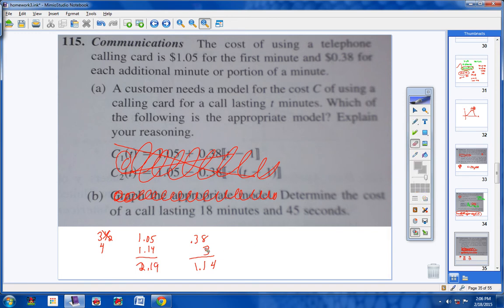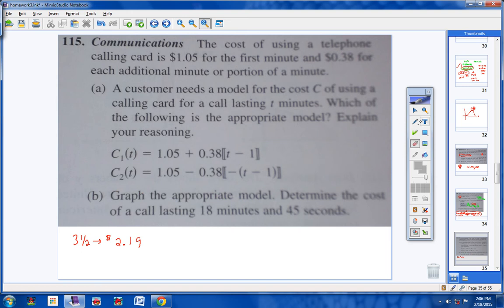Okay. So what I know is this. Are you ready? Now watch this. I know that if I talk for 3.5 minutes, I'm going to get charged how much? I just showed you. $2.19. So Mr. Earhart, where'd you get 3.5 minutes from? I just made that up. Because look, guys, do you not see how easy the problem just became? Now, I'm going to put 3.5 in for t right here, and I'm going to simplify this whole thing. If I don't get out $2.19, then I know this model here is not the right one.